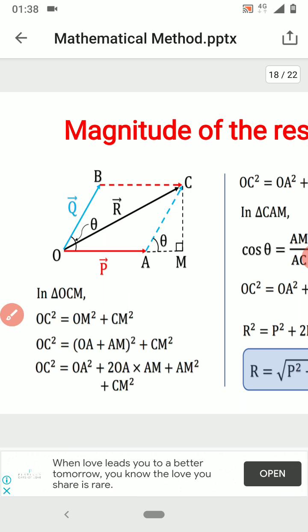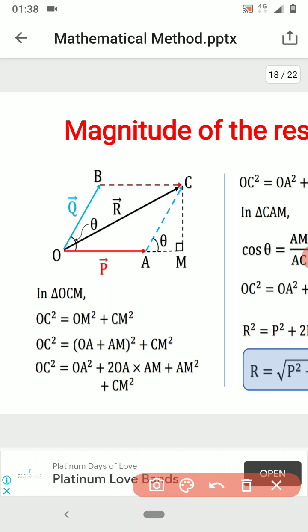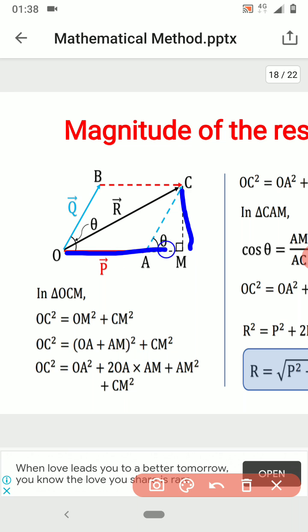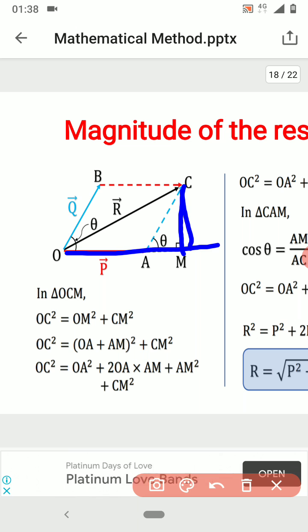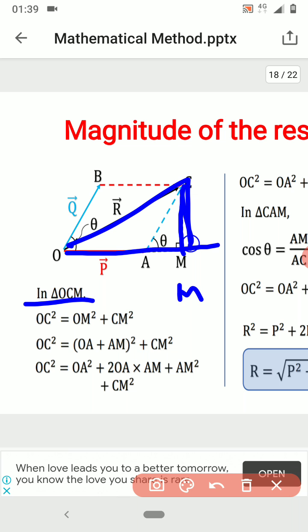we make some geometrical changes in the diagram. Draw a perpendicular from point C to vector OA. As that perpendicular comes outside, you have to extend vector OA, and then the perpendicular touches the point at M. So now there are two right angle triangles. The first triangle is OCM.